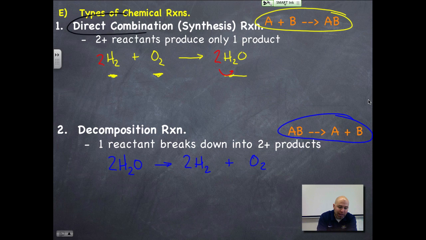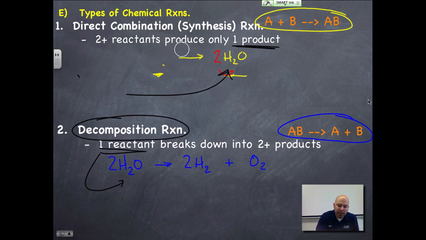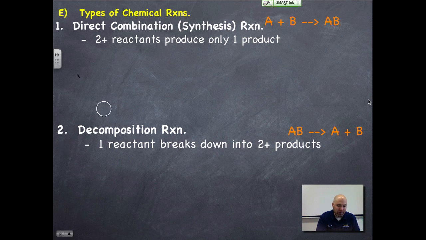So again, direct combination or synthesis is when we have only one product. That's the key here. A decomposition is when we have one reactant. So those are those 2 types. Moving right along, I think it's easy enough and simple enough that we can move right to the next type. I only have 5 that I'm going to describe, and certainly there are exceptions.